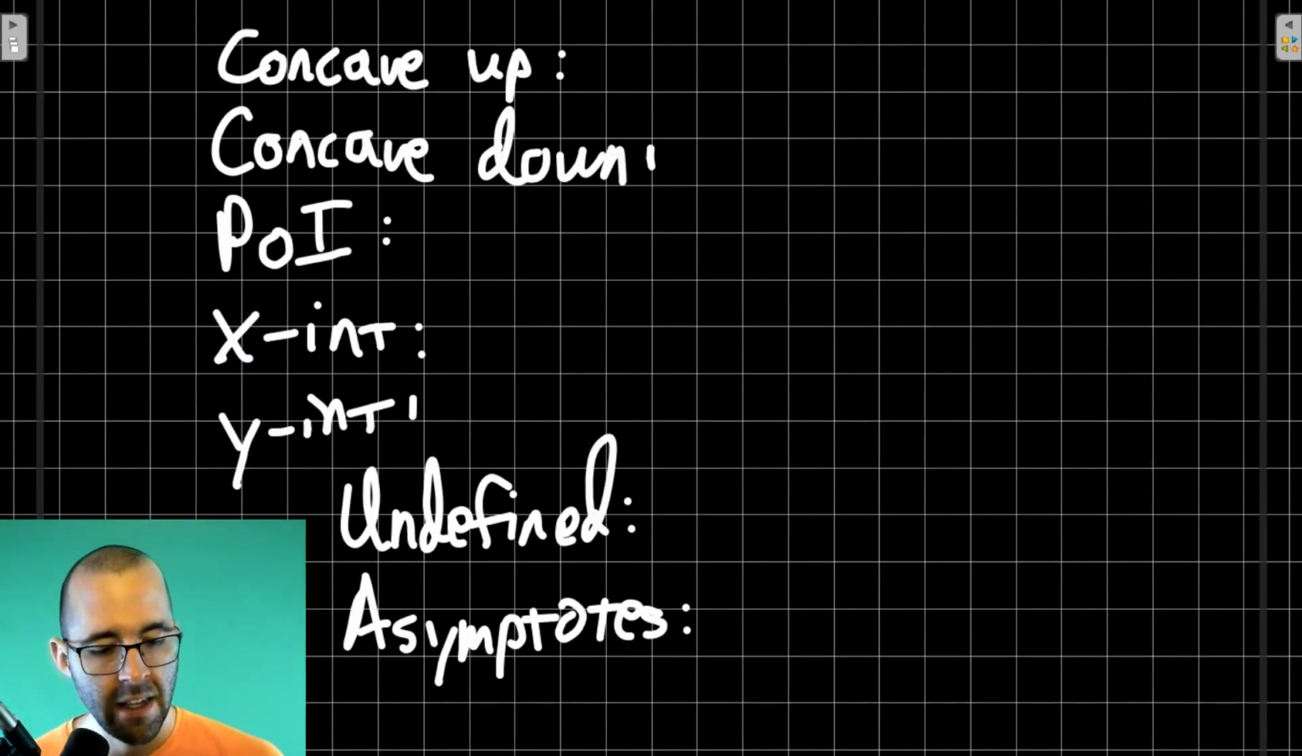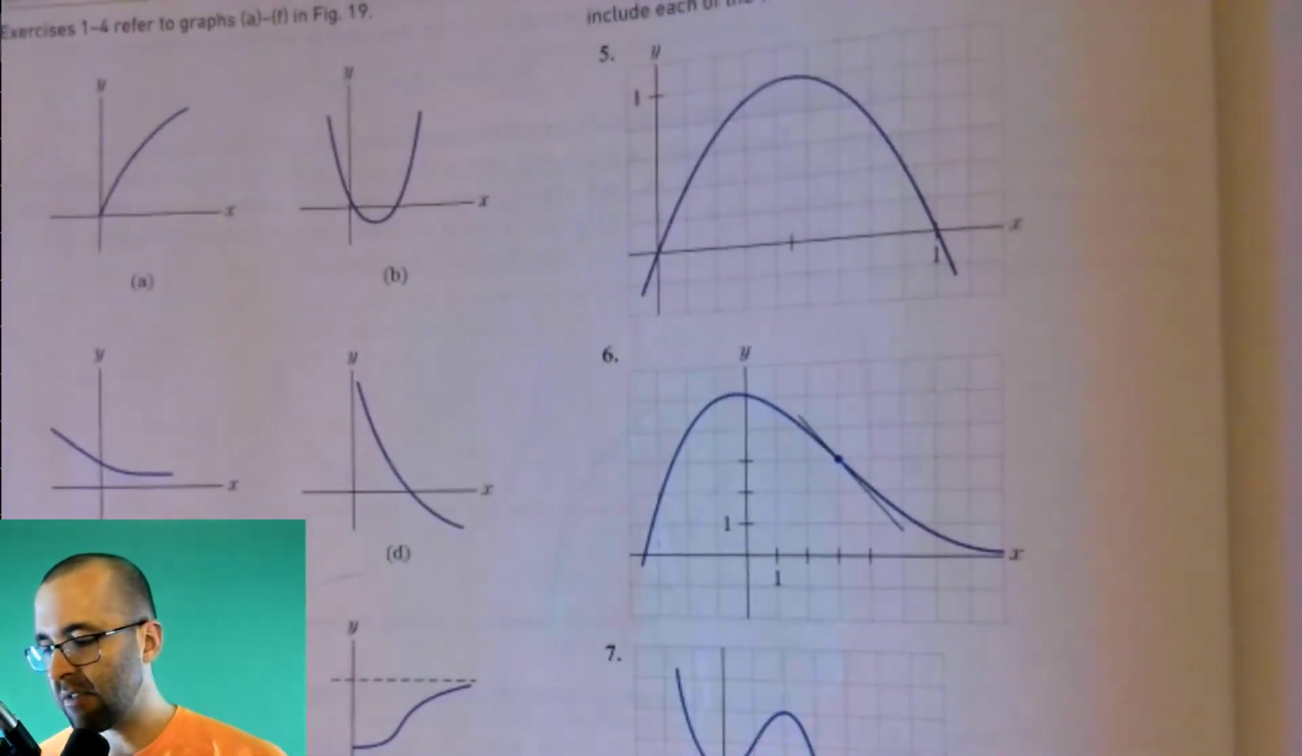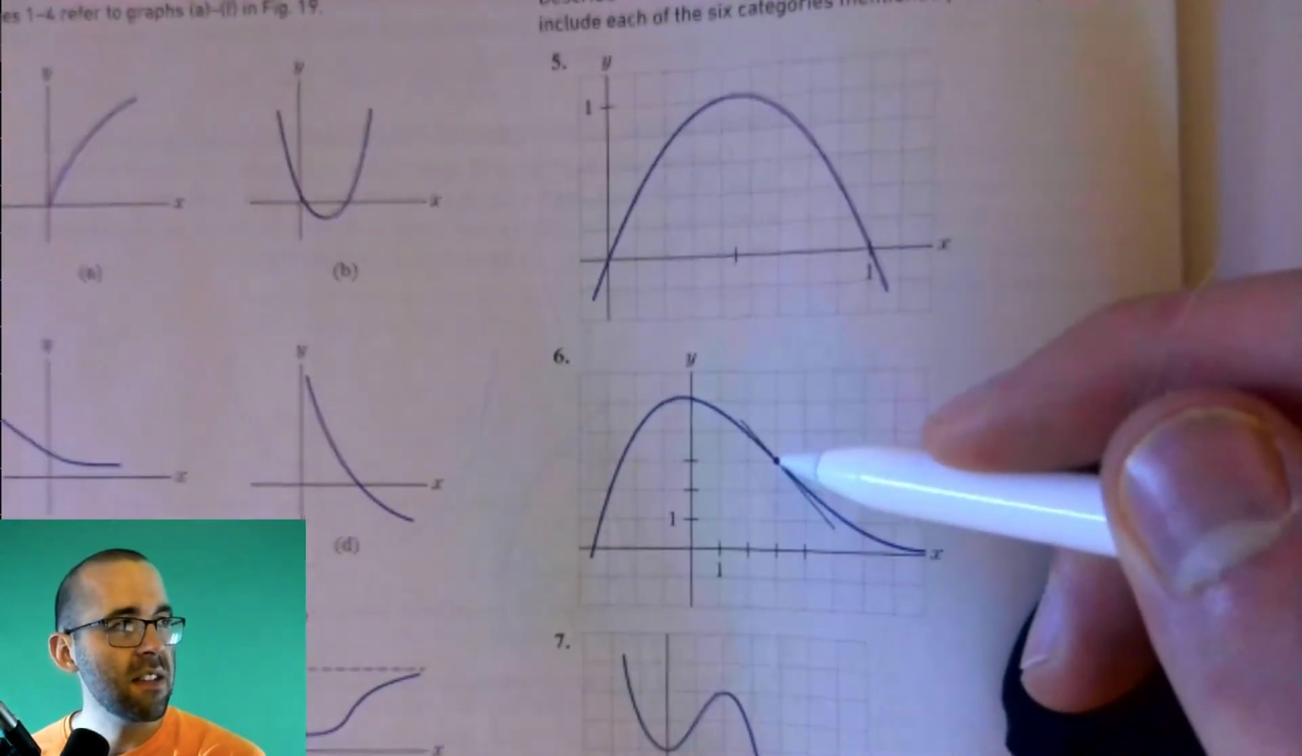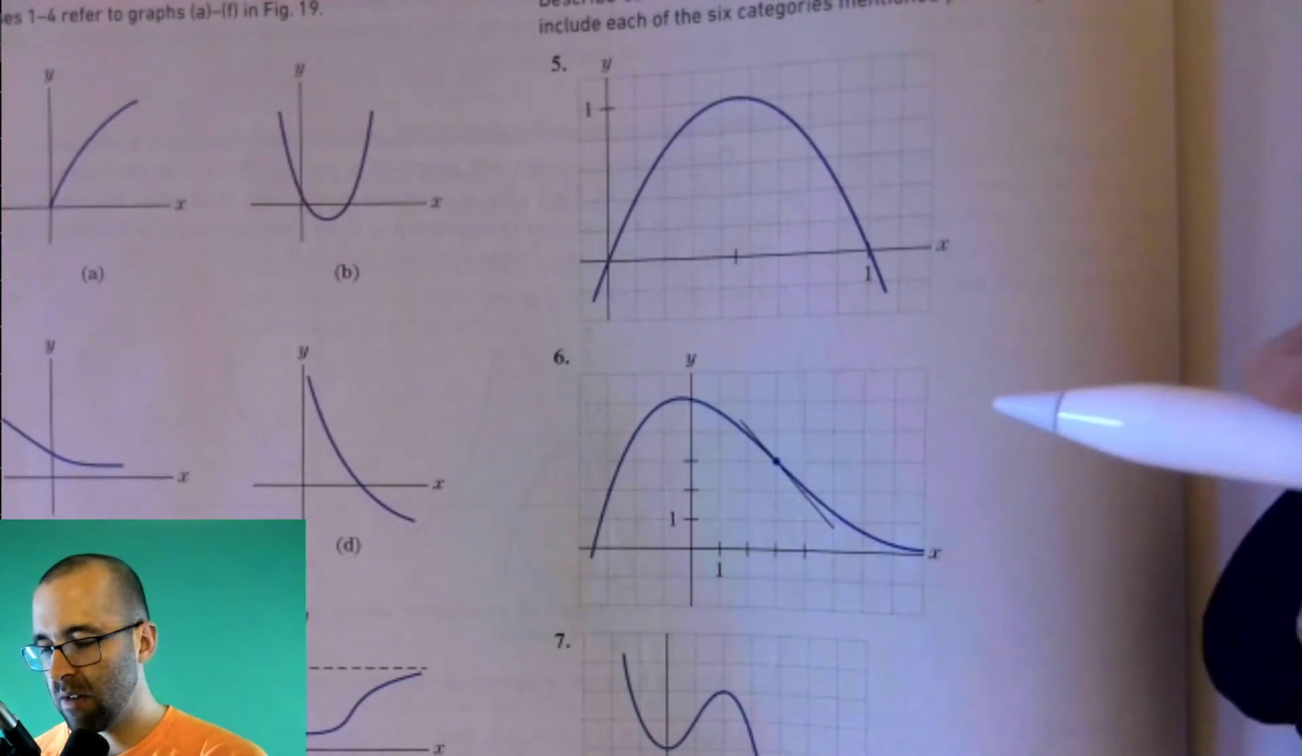All right. Next up, we have to look at concavity. Where is this concave up? Where is it concave down? So it gives you a little hint here that something's happening at this point.